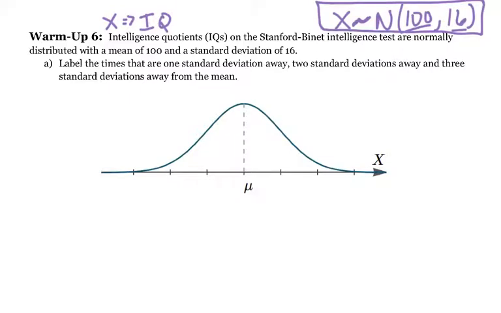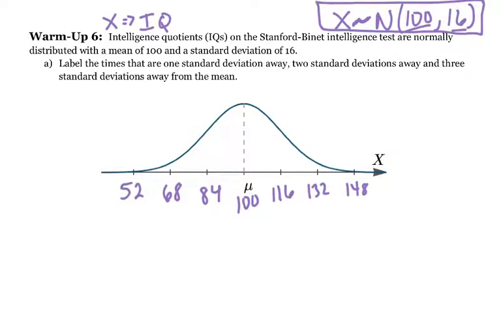We're asked to label the times that are 1 standard deviation away, 2 standard deviations away, and 3 standard deviations away from the mean. It says times, but I'm pretty sure they mean IQs. So let's write them. The mean in the middle is 100. So this would be 116, 132, because I'm just adding 16 each time. These represent our standard deviations. Then here I would have 148. To get the other values, I would subtract 16 each time. So this would be 84, 68, and 52.